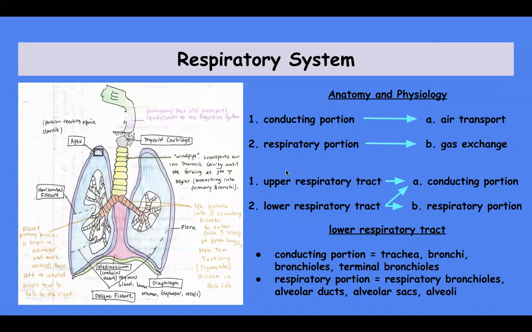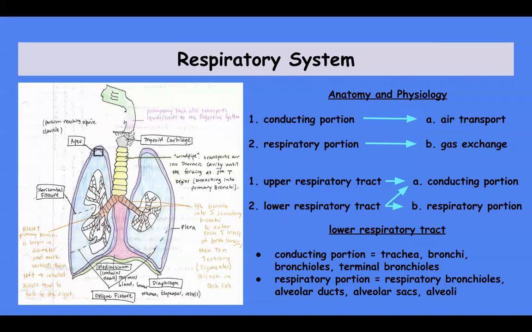let's think about that, right? So with the lower respiratory tract, components like the trachea, the bronchi, the bronchioles, the alveolar, right? Air transport is still happening, right? Air still needs to get there. So that's why it's also considered a conducting portion, because air is still flowing, air is still being transported.